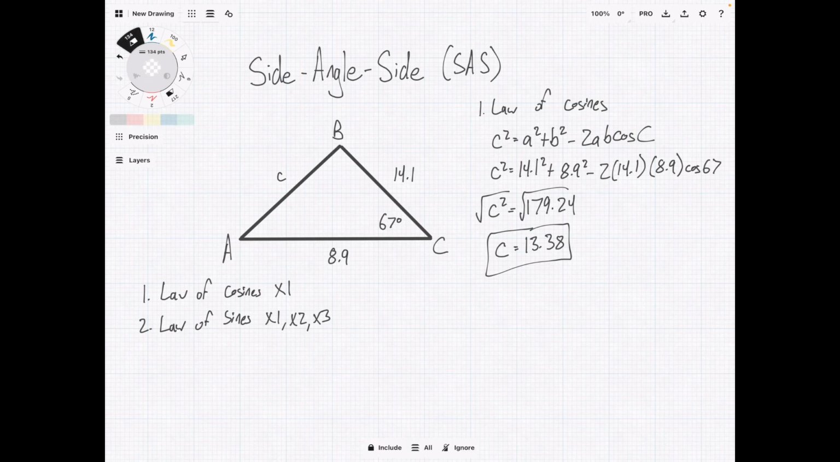So for us, we're going to move on to step 2. And in that one, we're going to use the law of sines.